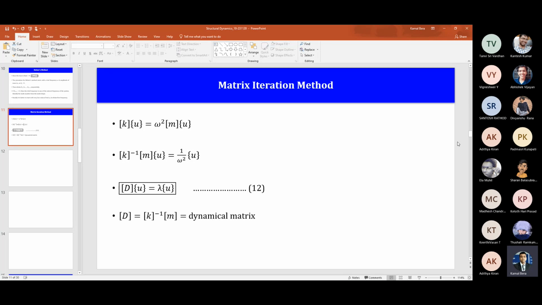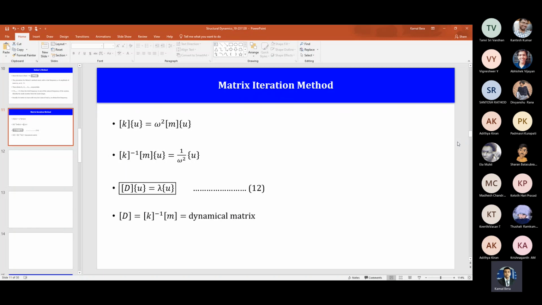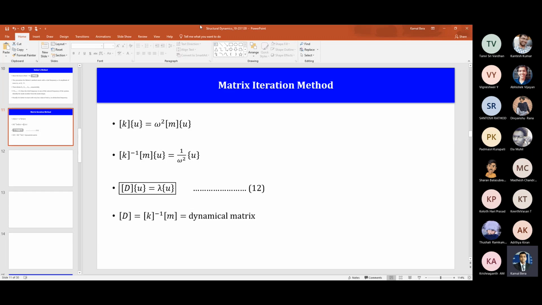So now we move to the third method, that is the matrix iteration method. In this case, at a time we will get one frequency as well as mode shape. So let's see how it is. Our eigenvalue problem, as already mentioned, is k u equals omega square m u.